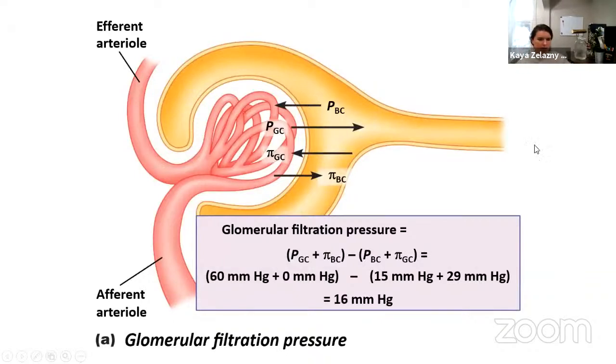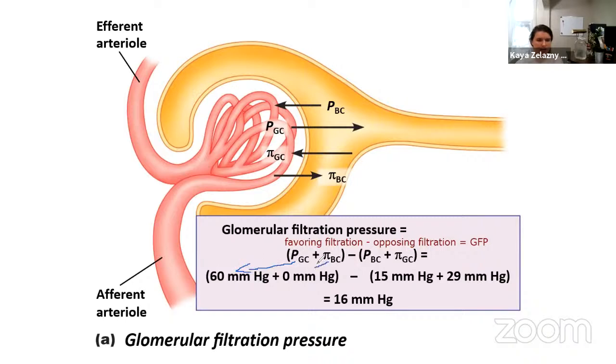Yeah, and here's the zoomed in equation. So we're just linking it up to the numbers, right? When we want to calculate out, we have our forces favoring filtration minus our forces opposing filtration is going to equal our filtration pressure, or our GFP, as you will see it abbreviated. So that's all we're looking at there. And so we have now paired up our numbers. Our PGC, so the capillary hydrostatic pressure, is 60.